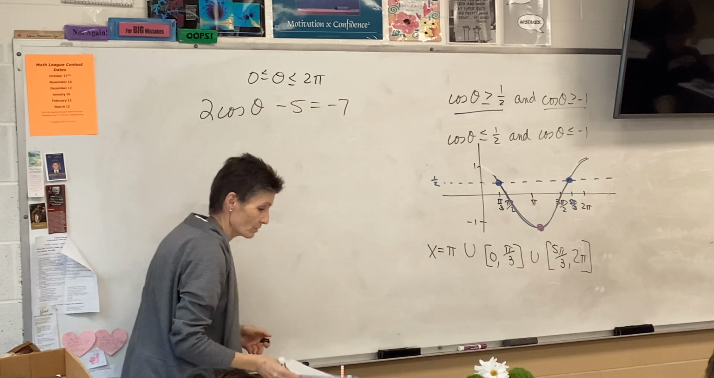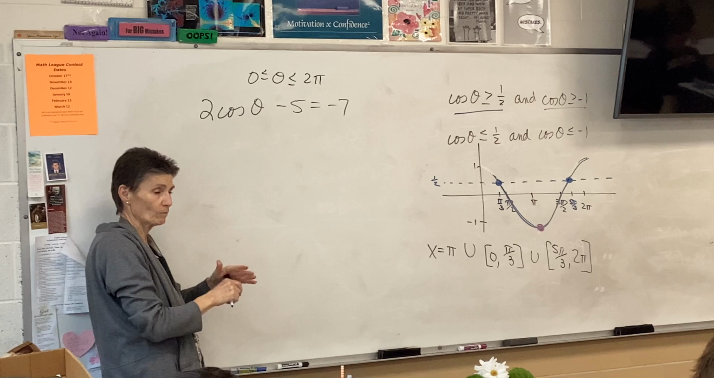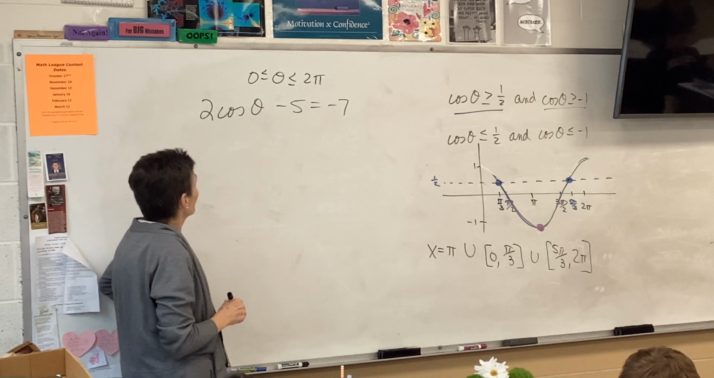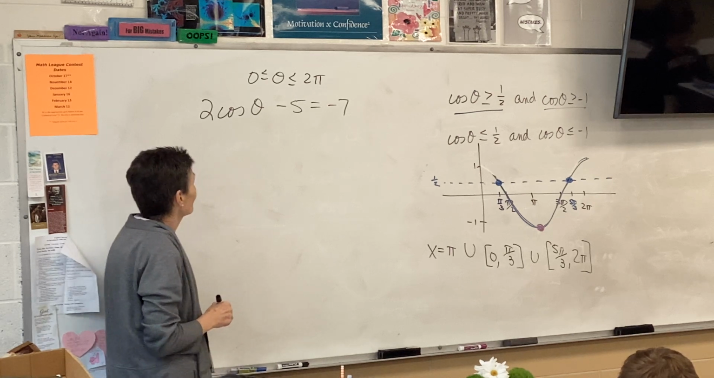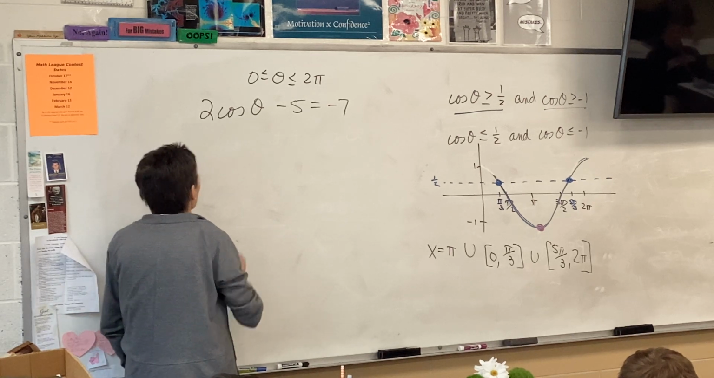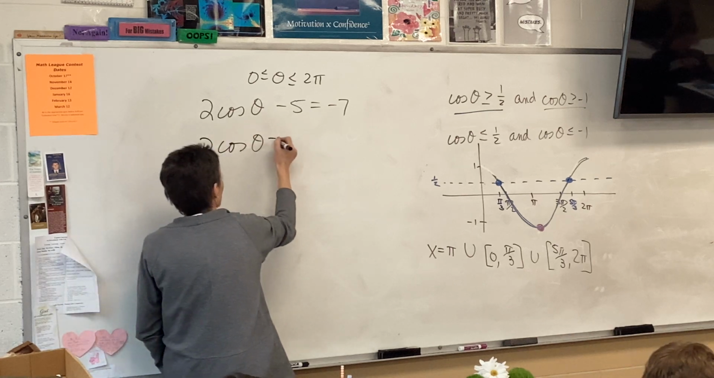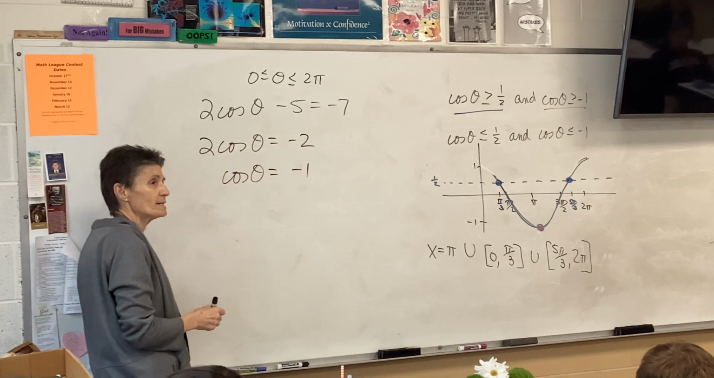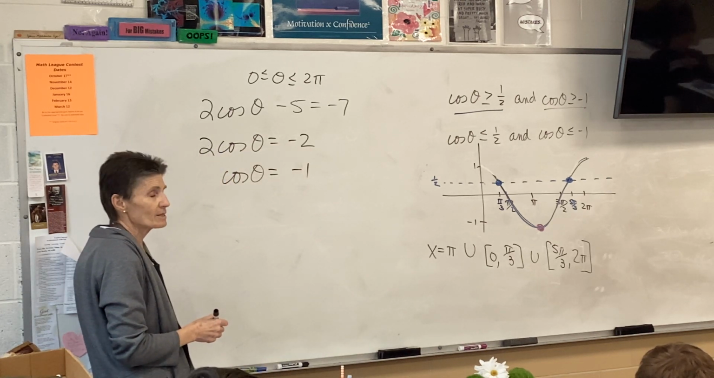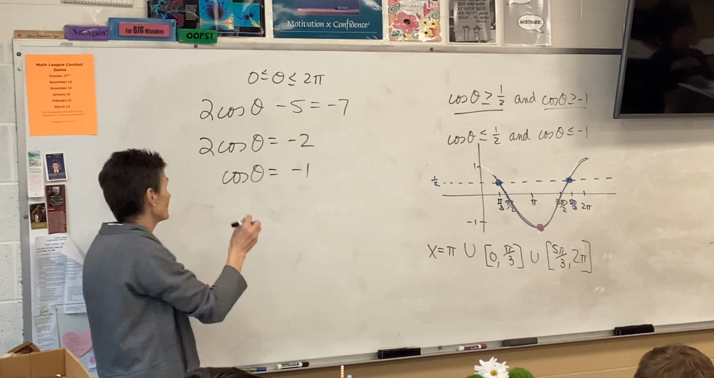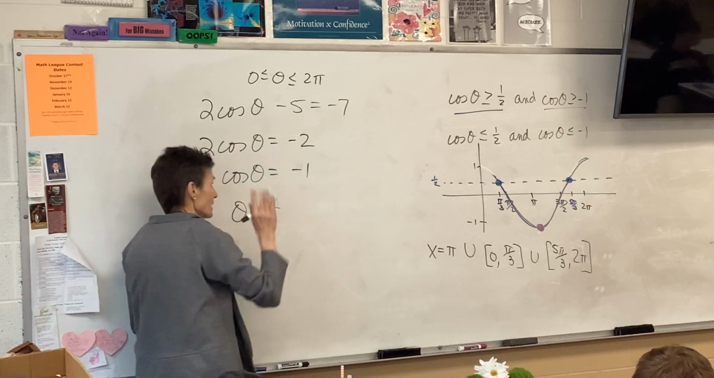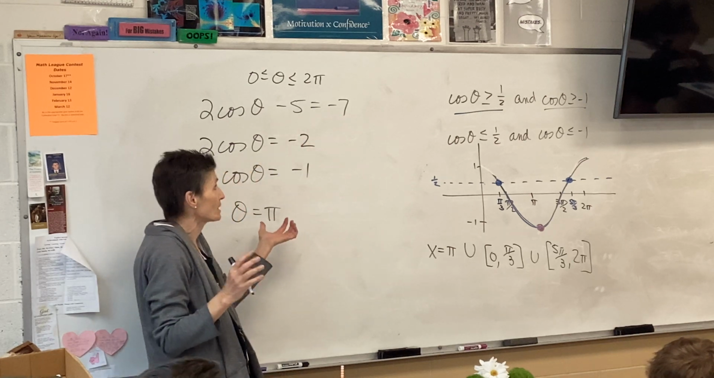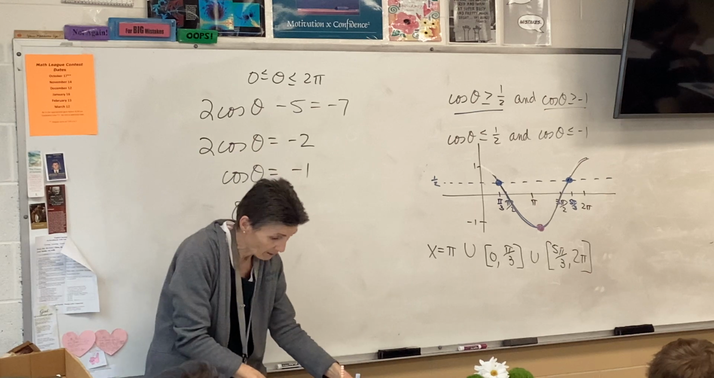So what are you going to do here? You're solving an equation. Do not be overwhelmed. Be enthusiastic. We love learning. What are you going to do first? Add the 5 and divide by 2. Absolutely. So it looks like cosine equals -1. Oh my gosh, what an easy problem. Where does cosine equal -1? Just pi. That's your only answer. It's an equation, so we're not worried about intervals. We just want to know where does it equal pi.